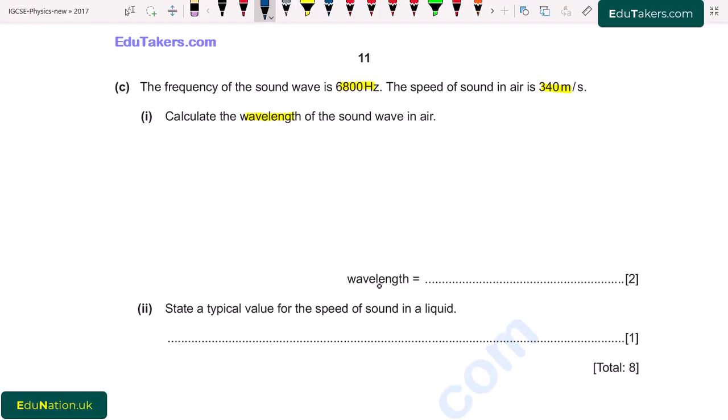Here we have to find out the wavelength of the sound wave by using the relation v = fλ. Here we have to find out λ. It will be equal to v over f. So the speed is given, that is 340 meter per second, and frequency is given, that is 6800 Hz. So the value of wavelength comes to be 0.050 meters. The unit of wavelength is meter. So I write here.